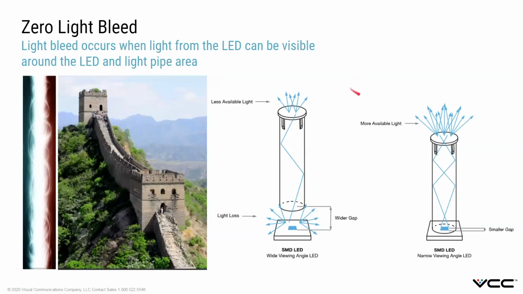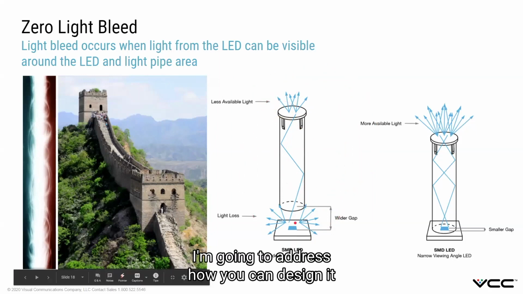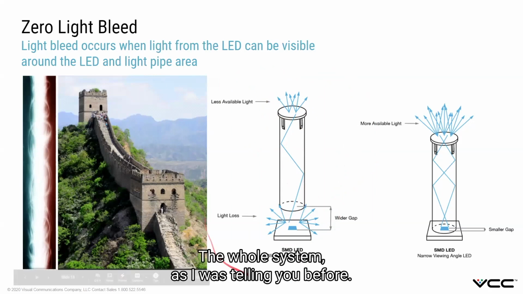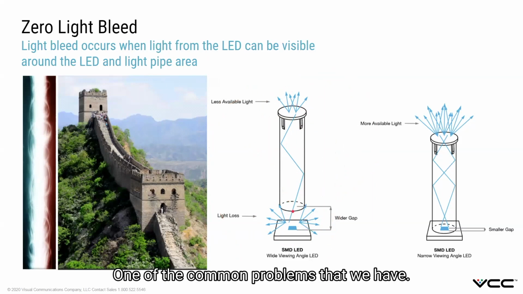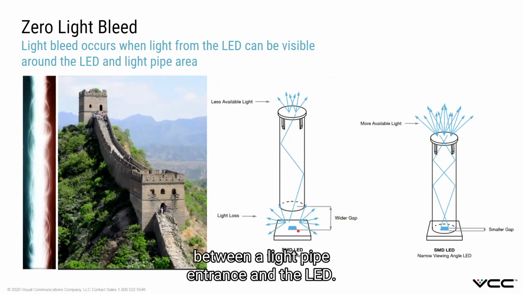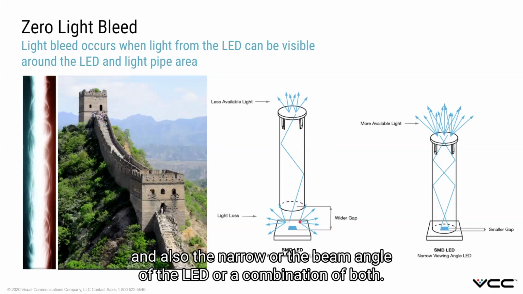We're going to talk a little bit now about the problems on light pipes, and how you can design them, and the whole system. As I was telling you before, one of the common problems that we have is light loss. Light loss can come from the gap between the light pipe entrance and the LED that is not properly set, and also the beam angle of the LED, or a combination of both.